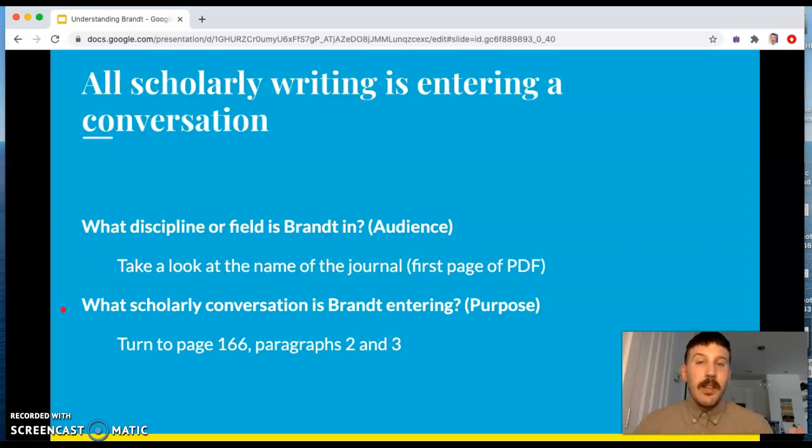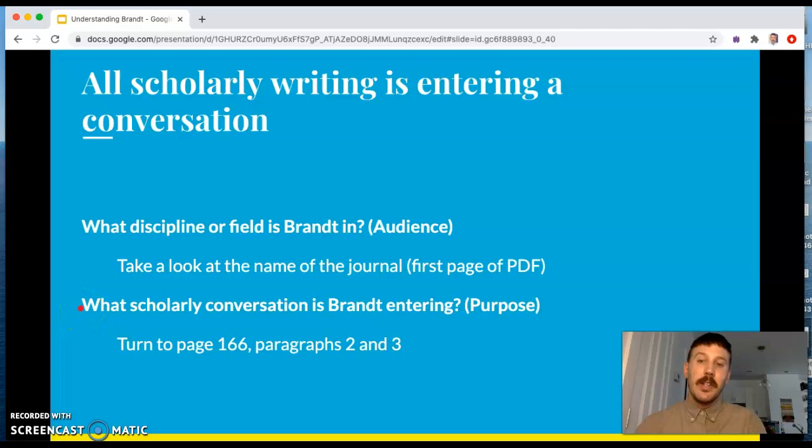This is also something that you should be looking for in the reading. Sometimes this kind of information shows up in the introduction to an essay. Sometimes it comes a little bit later on. And that's the case in the Brandt piece, that it's a few paragraphs into the essay when she finally addresses what scholarly conversation she's entering.